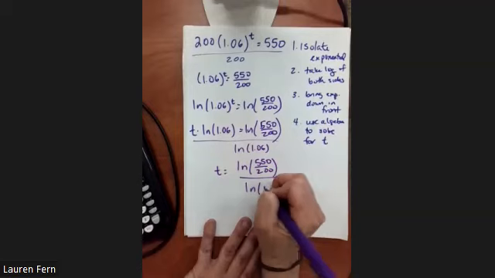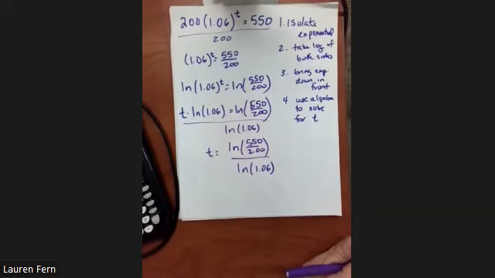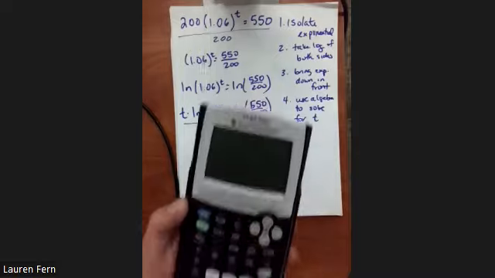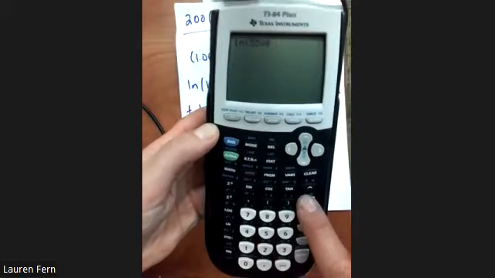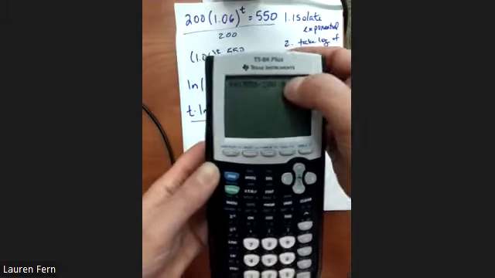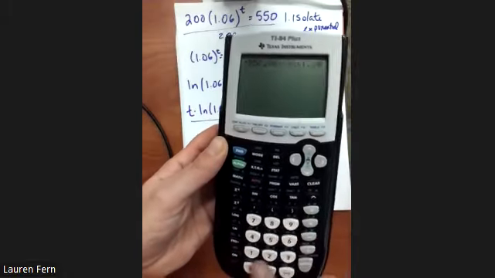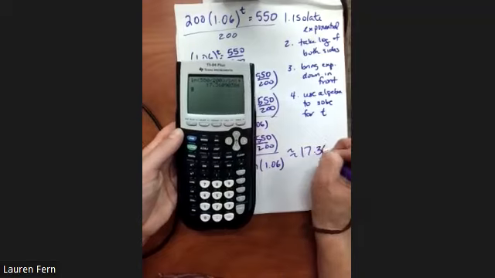Be very conscious of your parentheses. And I'm going to do this computation precisely because I want you to see that we are going to get a number other than 2 point something, because that seems to be like this theme of the day. Okay, so the way we would do this is, I would take the natural log of 550 divided by 200. Now I close my parentheses. And then divide that by the natural log of 1.06. And we're going to get about 17.36.